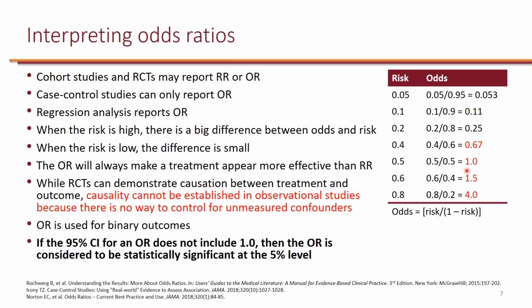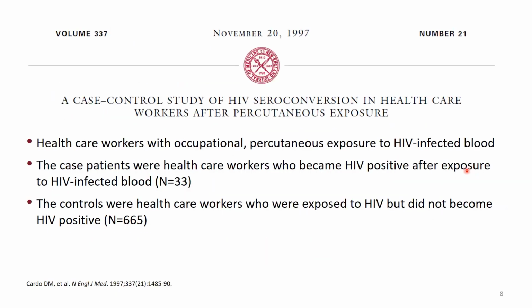And of course, when it comes to statistical significance, we do the same thing with 95% confidence interval. You use a p-value to see if the odds ratio is statistically significant, or you can use the 95% confidence interval, and as long as the confidence interval does not include 1, because 1 means no difference, then you can conclude that the results are statistically significant. Now let's take a look at an example.